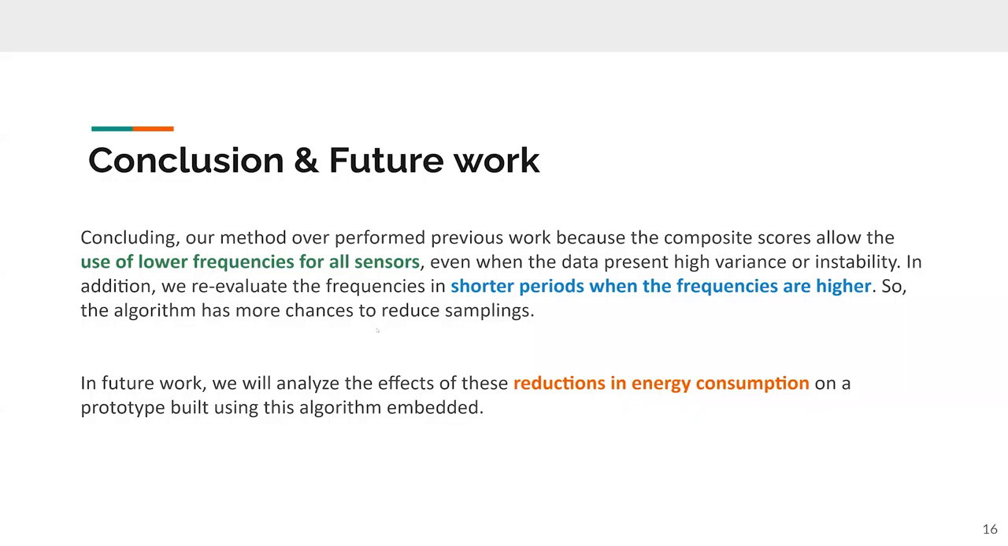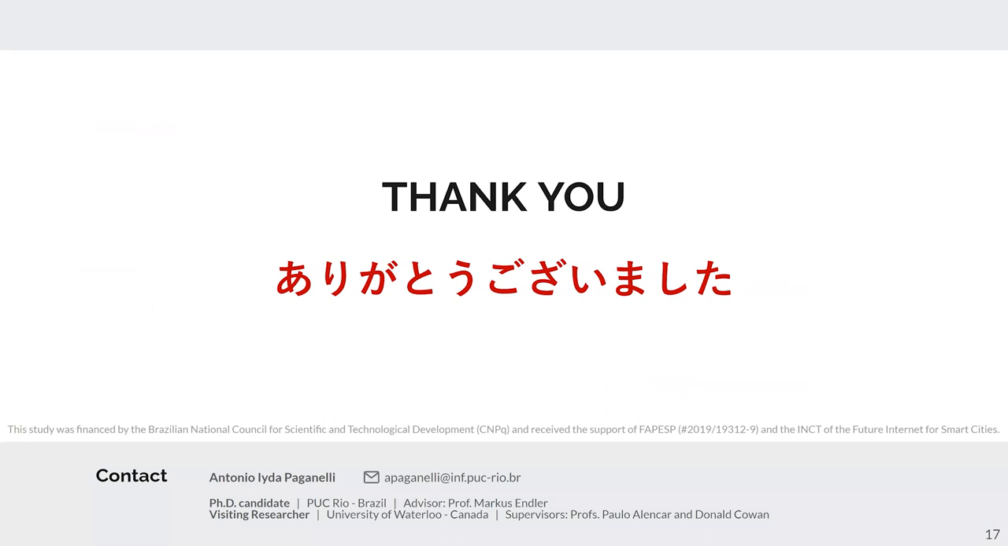Concluding, our method outperformed previous work because the composite scores allow the use of lower frequencies for all sensors, even when the data present high variance or instability. In addition, we reevaluate the frequencies in shorter periods when the frequencies are higher, so the algorithm has more chance to reduce samplings. In our future work, we will analyze the effects of these reductions on energy consumption in a prototype built with this algorithm embedded. Thank you. That's all for this section.